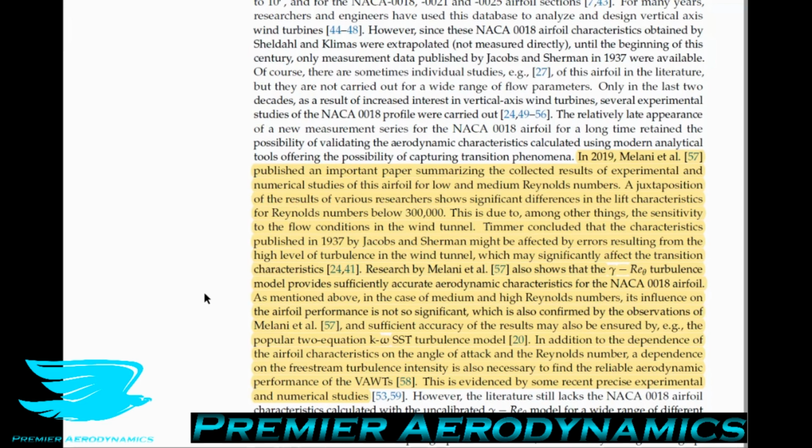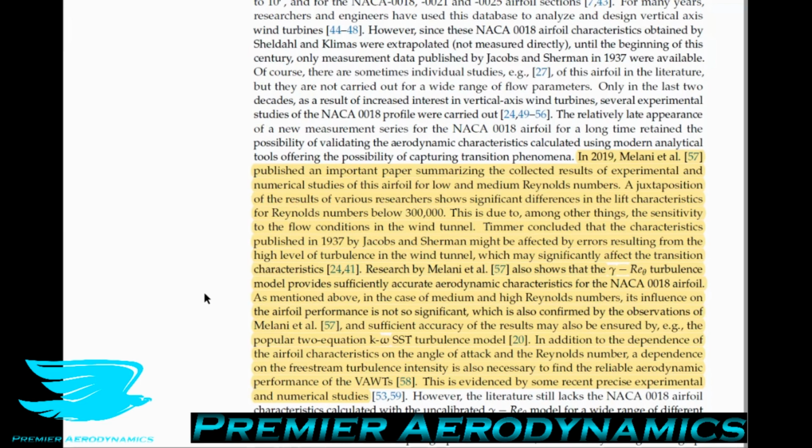And this is where this paper comes into it. They say this is due to, among other things, the sensitivity of the flow conditions in the wind tunnel. Researcher Timmer concluded that the characteristics published in 1937 by Jacobs and Sherman might be affected by errors resulting from the high level of turbulence in the wind tunnel, which may significantly affect the transition characteristics.